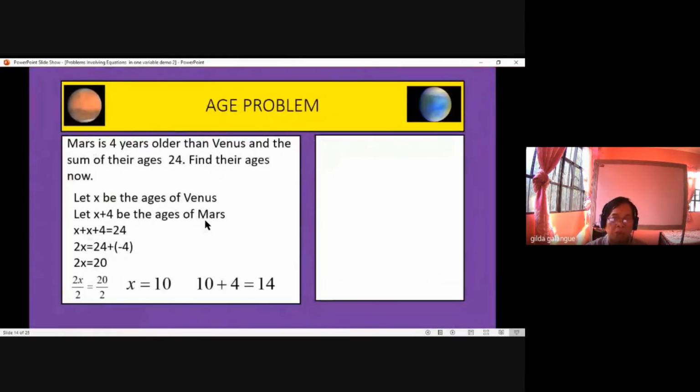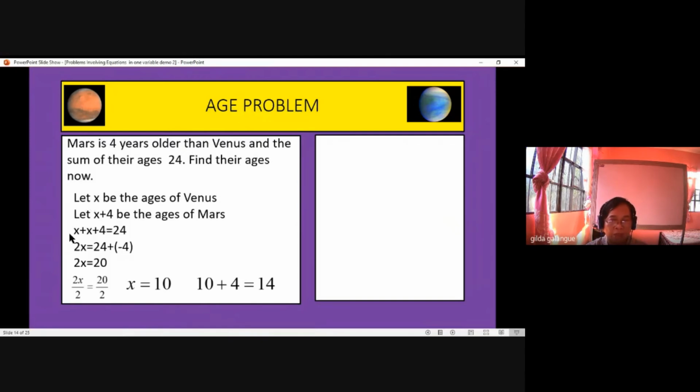Now we are in the 8th problem. Look at the picture. We have Mars and Venus. Mars and Venus are planets in our universe. So instead of using this one as a planet, I will make use of Mars and Venus as names of persons in our age problem. Mars is 4 years older than Venus, and the sum of their ages is 24. Find their ages now. Let x be the age of Venus, and let x plus 4 be the age of Mars, since Mars is 4 years older than Venus.